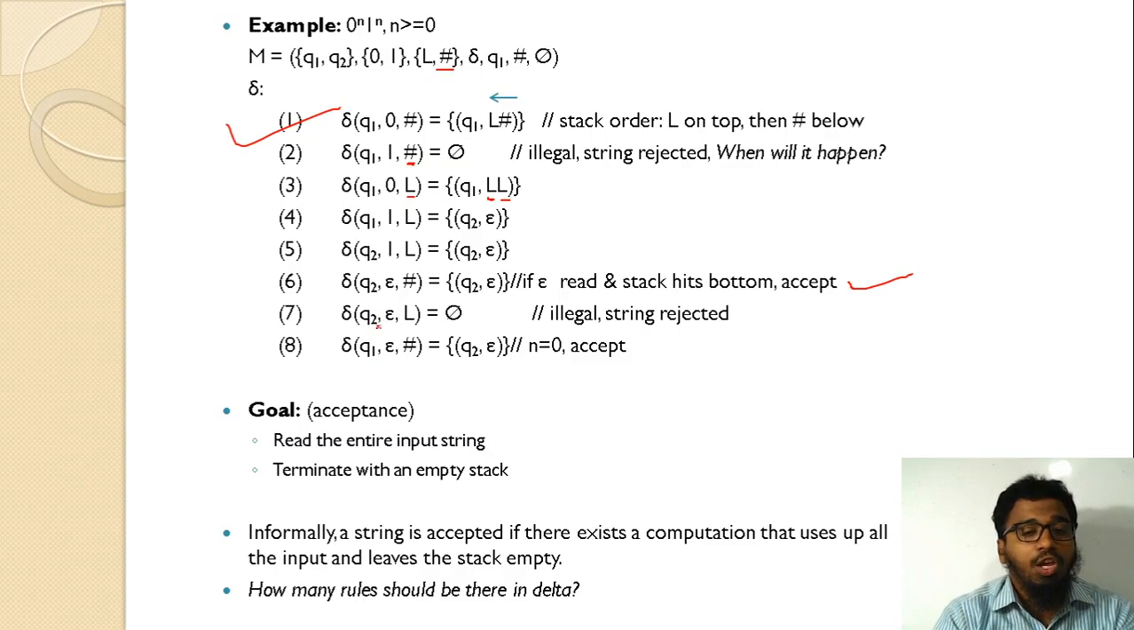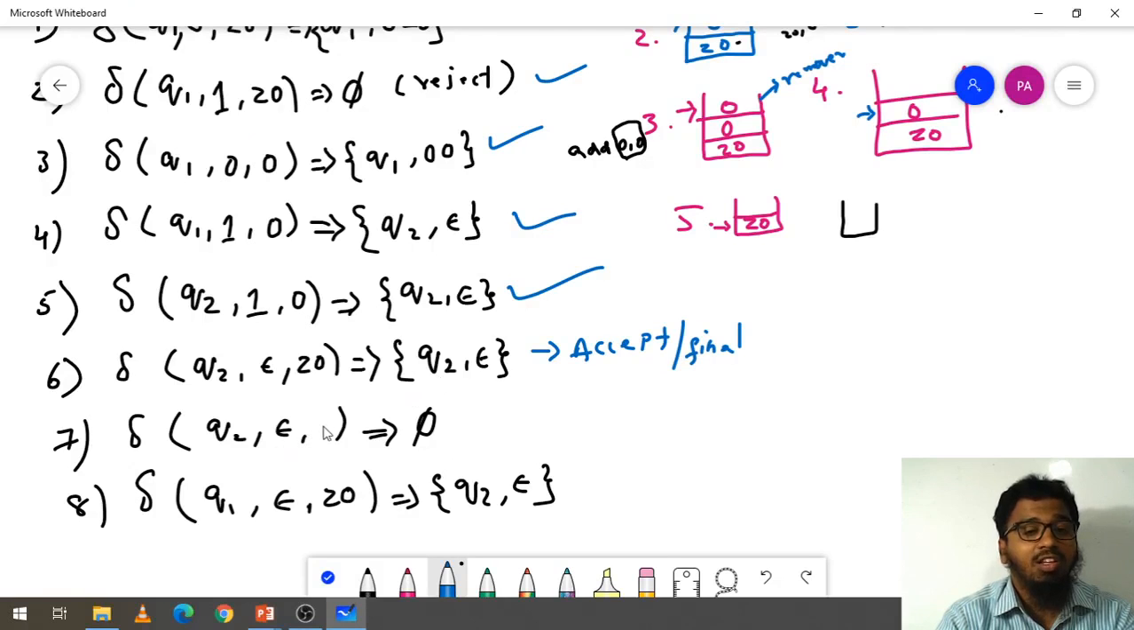Next q epsilon l, anything that will be illegal. L is nothing but, if still something like 0 is there in this stack, that is an illegal string. This is also rejected. Because we must have an equal number of ones and an equal number of zeros. But if still something is available in the stack, then it will be rejected.